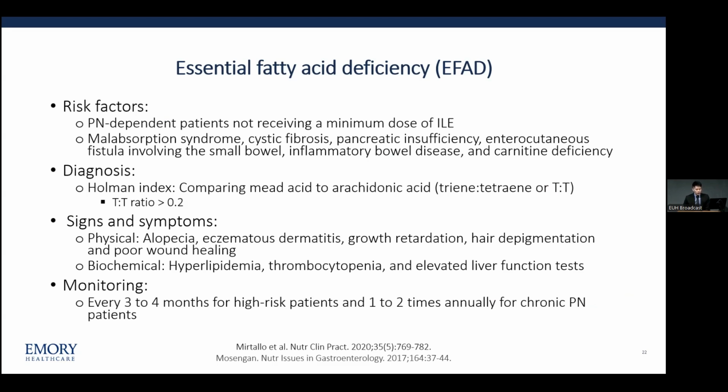EFAD is diagnosed when T-to-T ratio is greater than 0.2. This is a Holman index comparing the mead acid to arachidonic acid, which we have mentioned earlier, between the omega-6 and omega-9. It's a comparison of triene to tetraene or T-to-T.